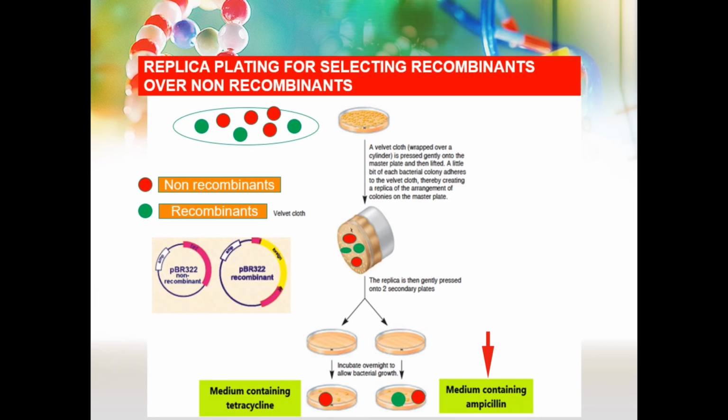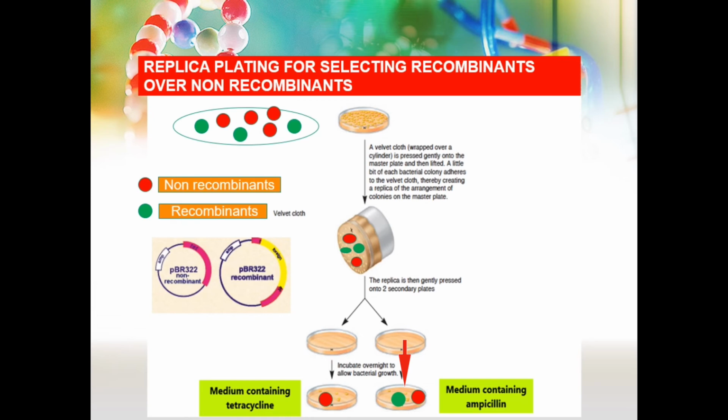Recombinants, their tetracycline resistant gene is inactivated due to the introduction of the foreign gene. So they are no longer resistant to the antibiotic tetracycline. So these green colored colonies of recombinants die in this plate, but they will grow in the medium containing ampicillin because they have ampicillin resistance.